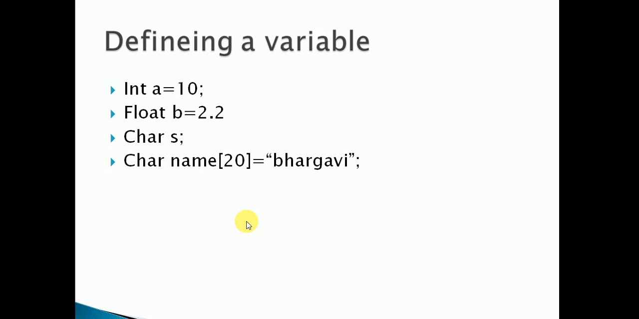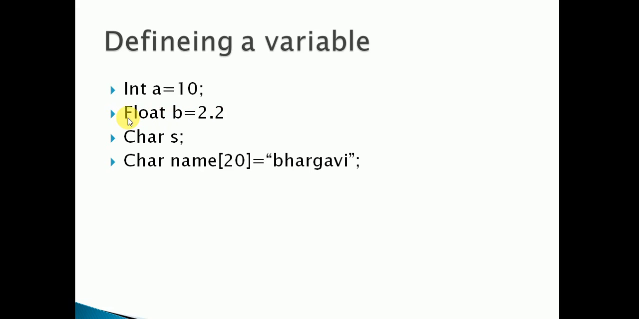Now defining a variable. I want to define some variables. Examples: int a = 10. That means here a is a variable which stores the value 10, and this 10 is of integer type. Next, float b = 2.2. Now this 2.2 is a floating value of float type, that is to be stored in b.